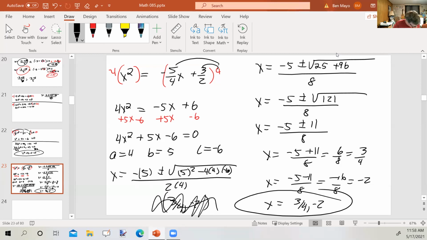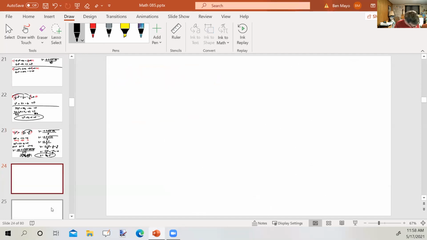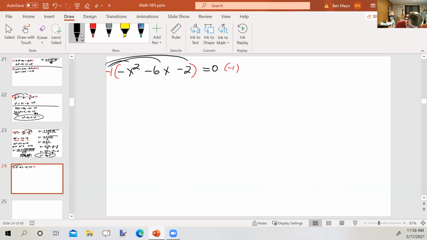All right, let's see here. Let's take this one. Negative x squared minus 6x minus 2 equals 0. So I'm going to go ahead and get rid of the negative 1 coefficient. I'll multiply both sides by negative 1. So I get x squared plus 6x plus 2 equals 0.